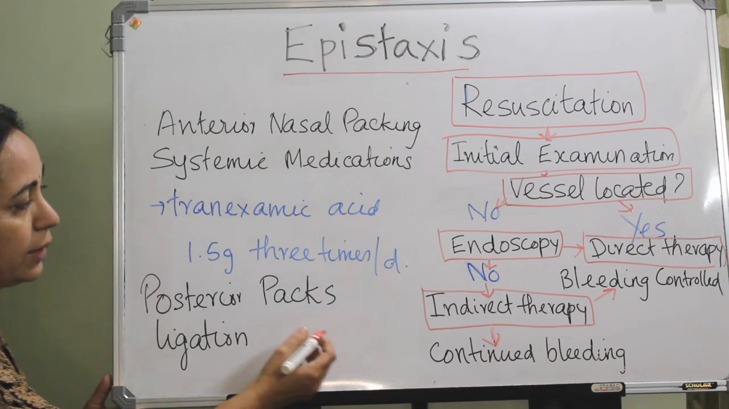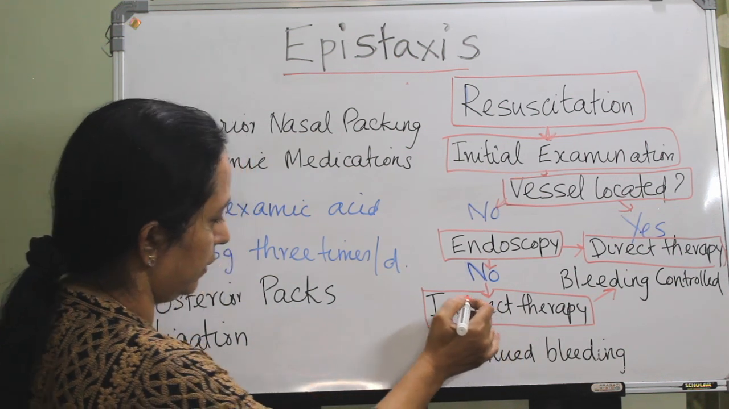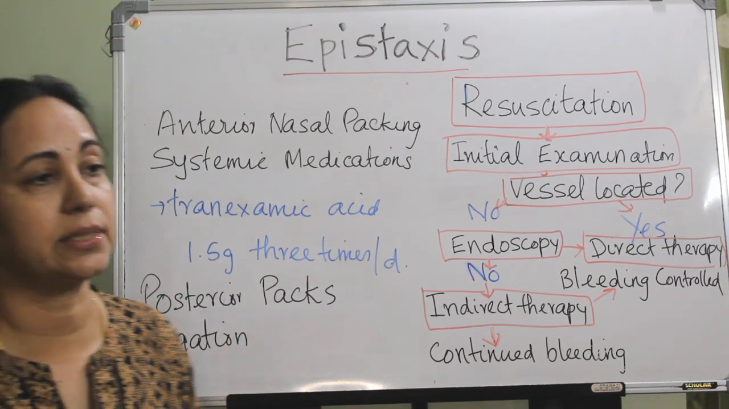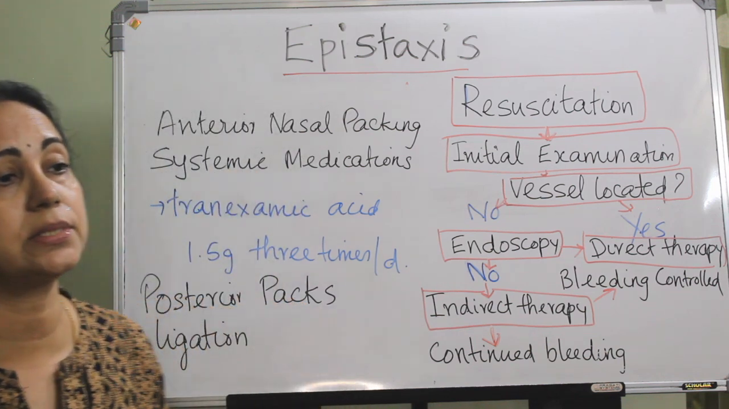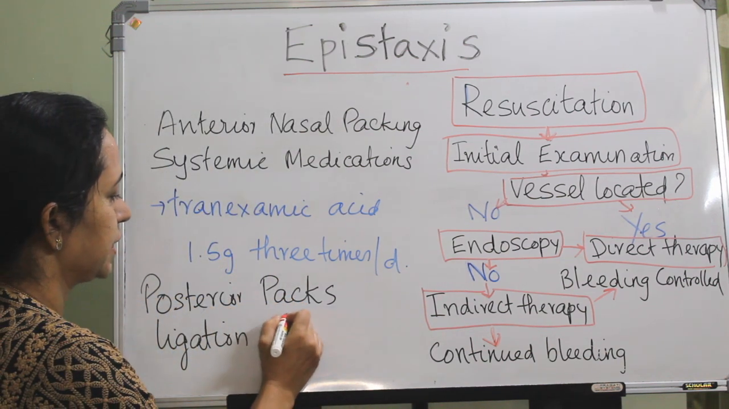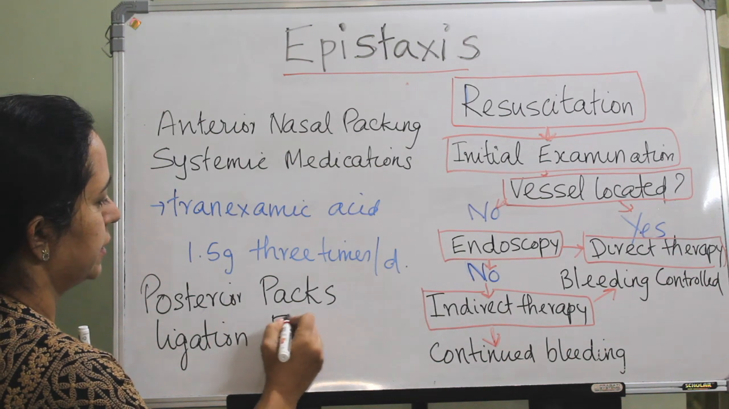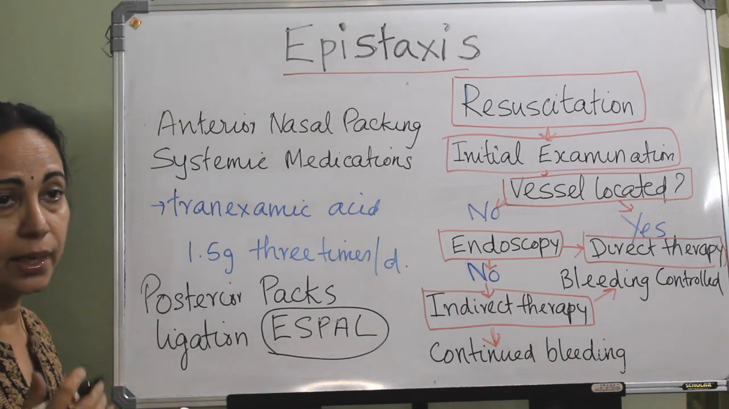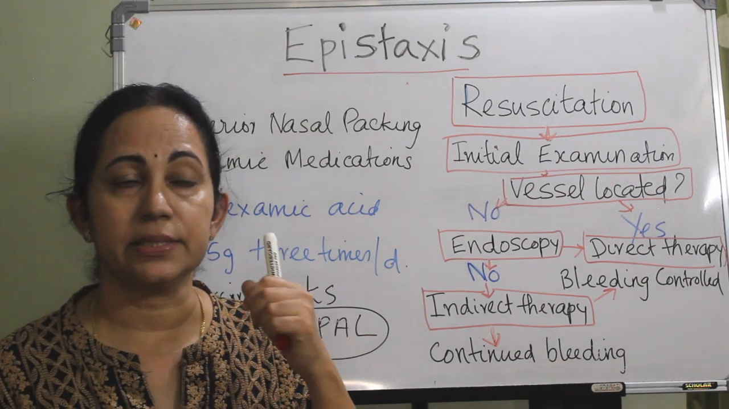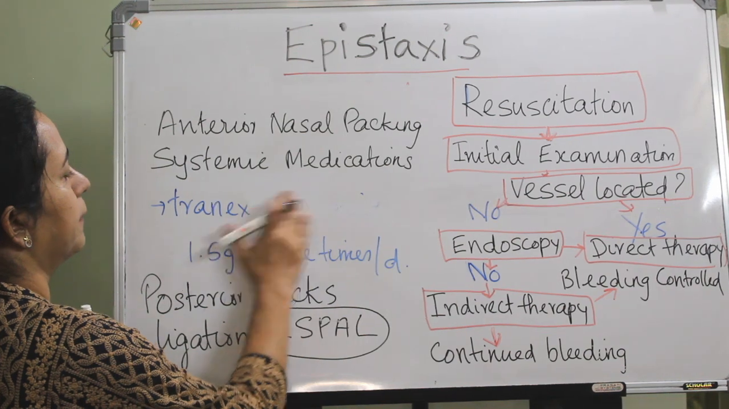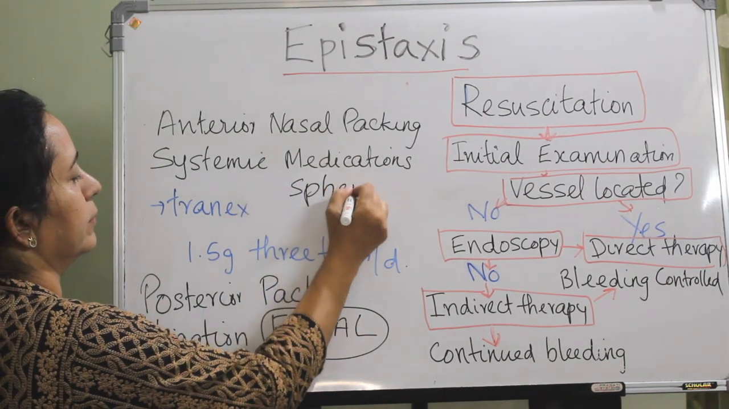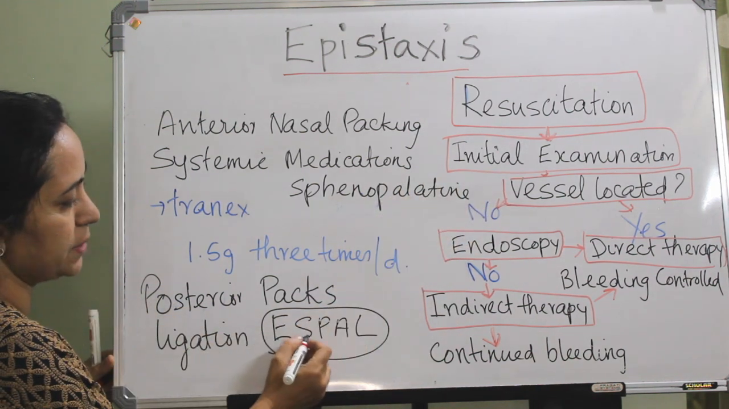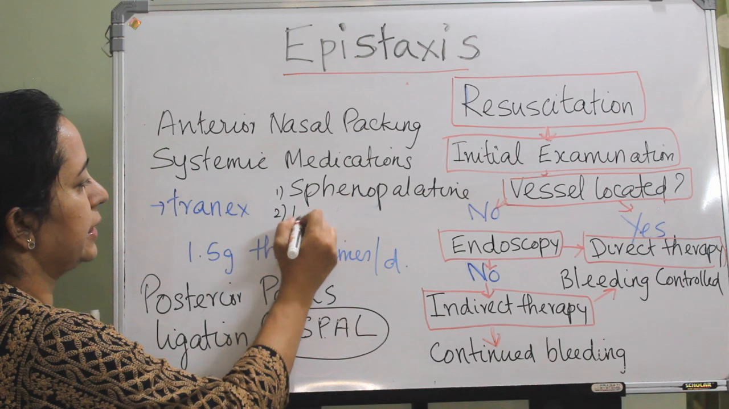Okay. And again, if the bleeding is not stopping with your posterior packing, the next step is ligation, and the commonest vessel which is ligated is the sphenopalatine artery. So endoscopic sphenopalatine artery ligation. Okay, so the hierarchy of ligation is: first is the sphenopalatine artery, a surgical technique, endoscopic sphenopalatine artery ligation, and second is the internal maxillary artery.